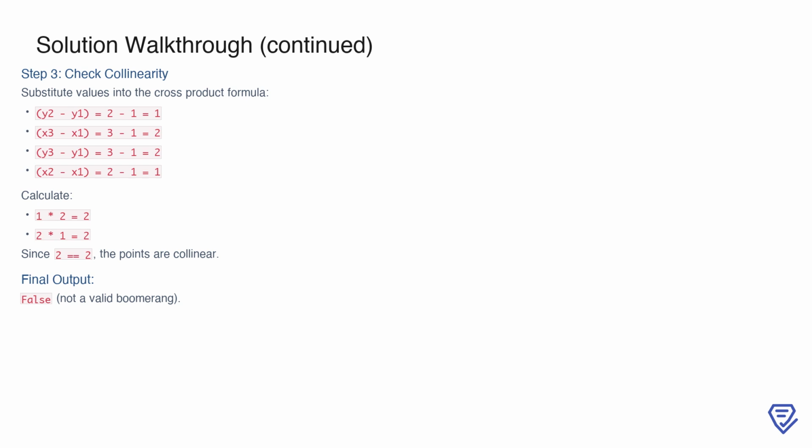For these points, y2 - y1 equals 1, x3 - x1 equals 2, y3 - y1 equals 2, and x2 - x1 equals 1. Calculating the cross product, we find that 1 times 2 equals 2, and 2 times 1 also equals 2. Since these values are equal, the points are collinear. This means the 3 points do not form a valid boomerang. Therefore, the final output for this example is false.